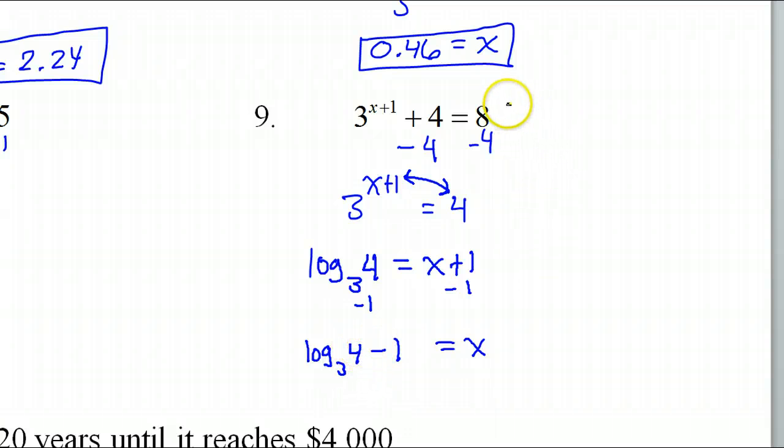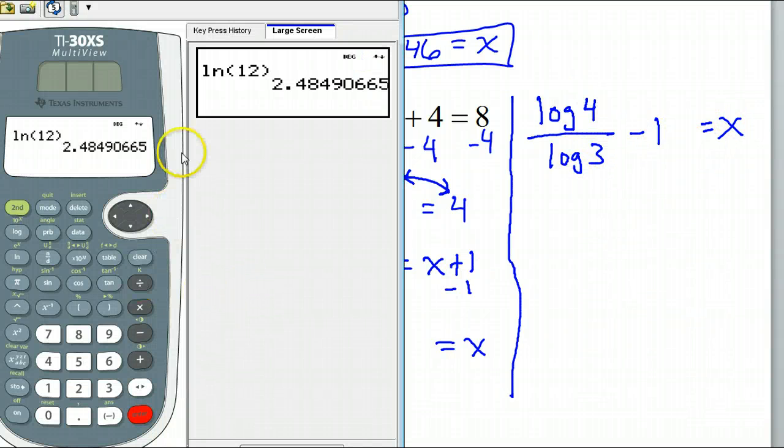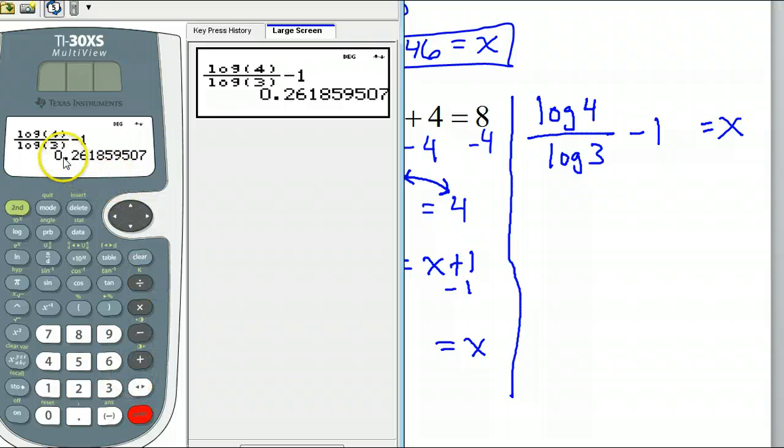So, on the other hand, we need a way to put this in this calculator. We will use the change of base formula. Log base 3 of 4 will have the same value as log 4 over log 3. And then we still got that minus 1. This can be put right in the TI-30XS MultiView. So, what did I say? Log 4 over log 3, and then minus 1. Okay, so that's 0.26.